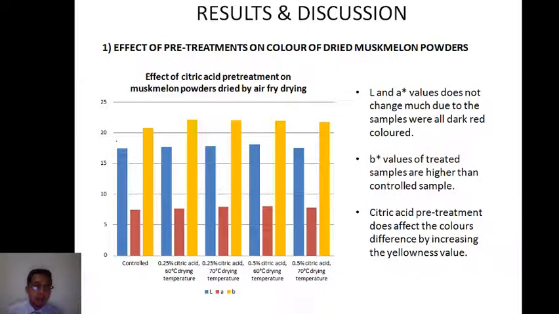Okay, this is the graph for effect of citric pretreatment on muskmelon powder dried by air fry drying. L and A values do not change much because the samples were all dark red color. B values of treated samples are higher than control sample. Citric acid pretreatment does affect the color difference by increasing the yellowness value.